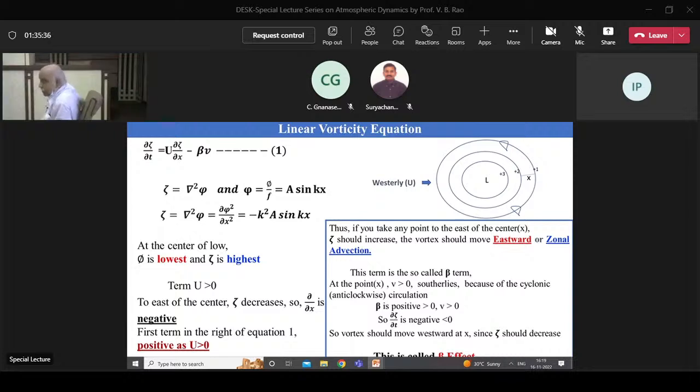So, I suggested a research. Suppose you have high rainfall in India, southern India, near equator, and that may force a Rossby wave. You all know Gill theory? Gill. Matsuno Gill.